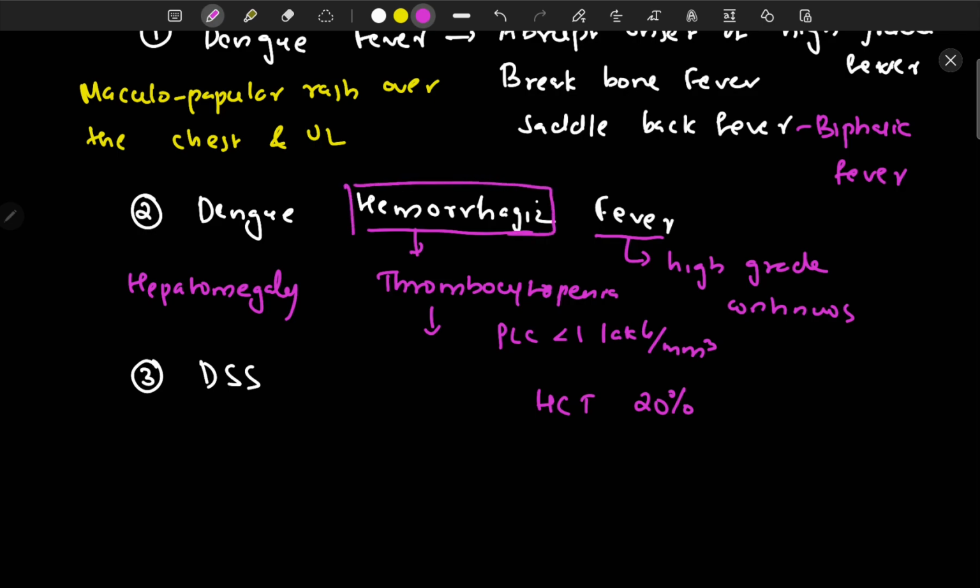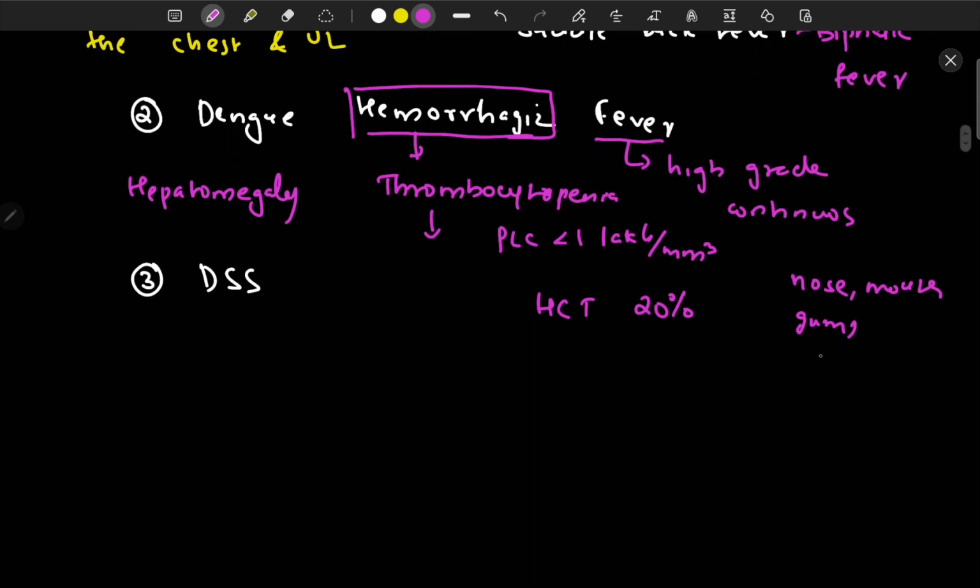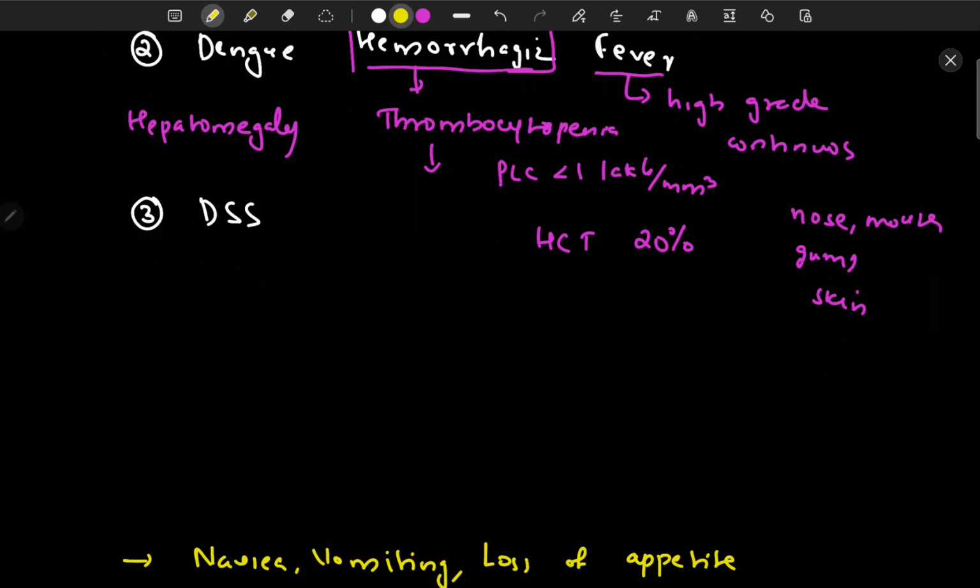Due to this thrombocytopenia, evidence of hemorrhages can be seen. There will be spontaneous bleeding from the nose, mouth, gums, and even from the skin. To detect the hemorrhages, we can do a tourniquet test. The tourniquet test will be positive.